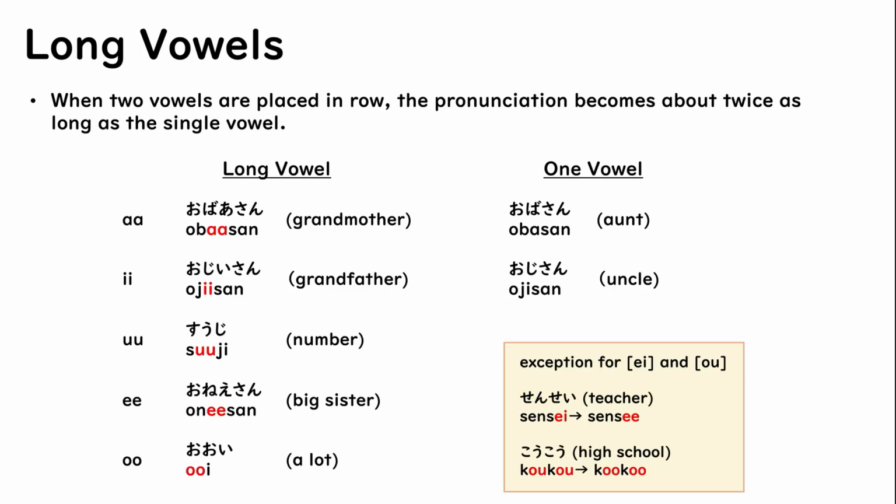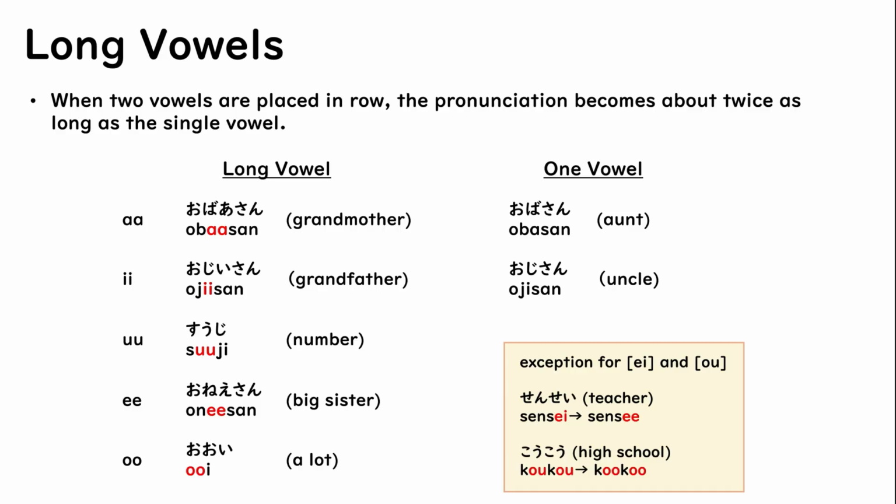Finally, let's talk about long vowels. When two vowels are placed in a row, the sound becomes about twice as long as the short vowel. In Japanese, vowel length can change the meaning, so this is important to notice. Obaasan means grandmother. Obasan means aunt. One more time. Obaasan means grandmother. Obasan means aunt. Ojiisan means grandfather. Ojisan means uncle.